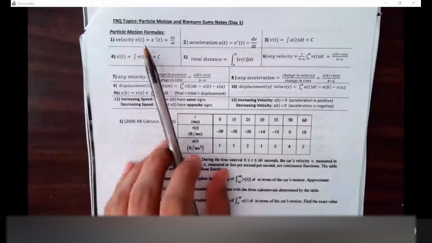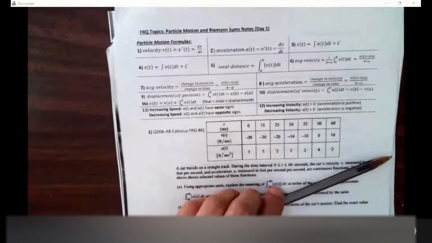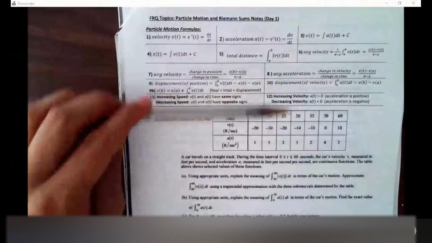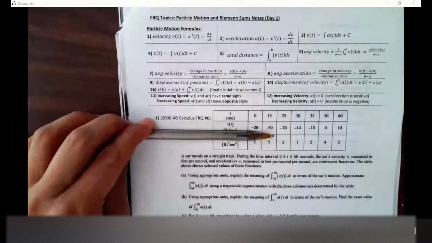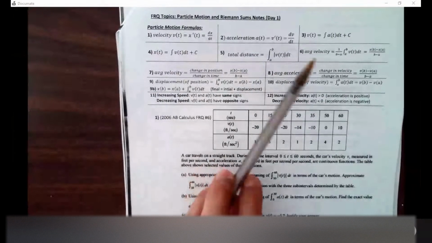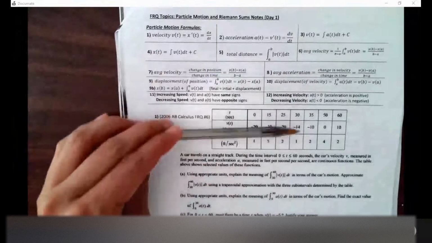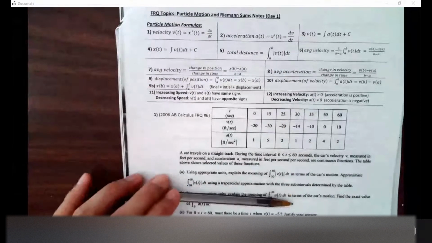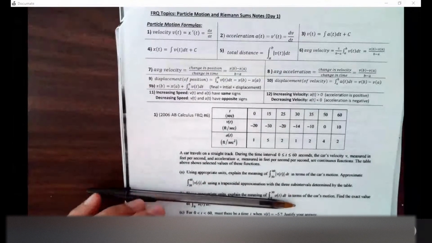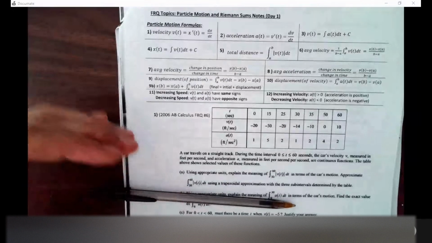Particle motion, I think we understand velocity, acceleration, and position, and their relationship with each other from a derivative perspective. I think we're pretty comfortable with that. We know position's derivative is going to be velocity. Velocity's derivative is going to be acceleration, and that's demonstrated here. So going down that pathway is pretty straightforward, but we also need to understand how to go up that chain, right?